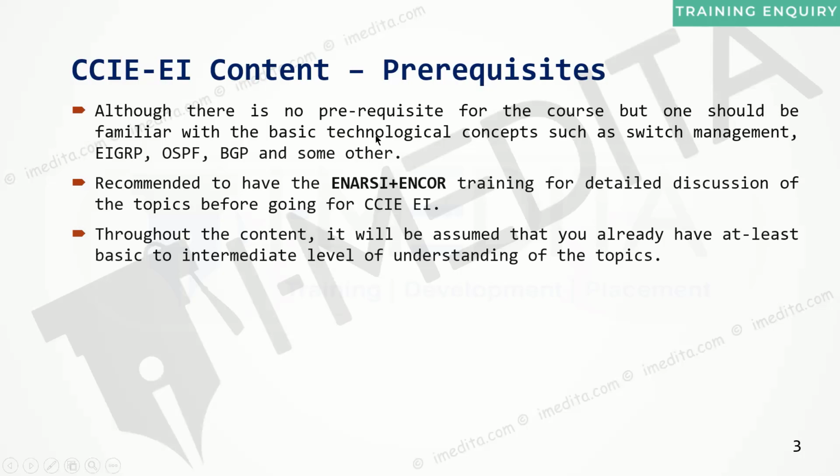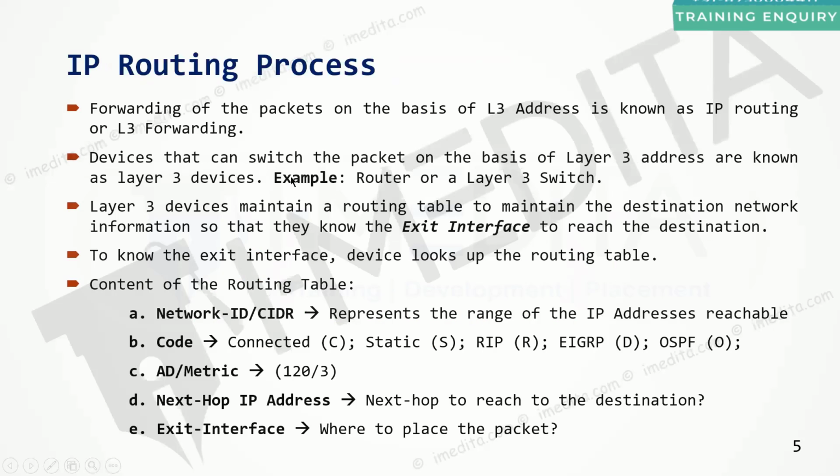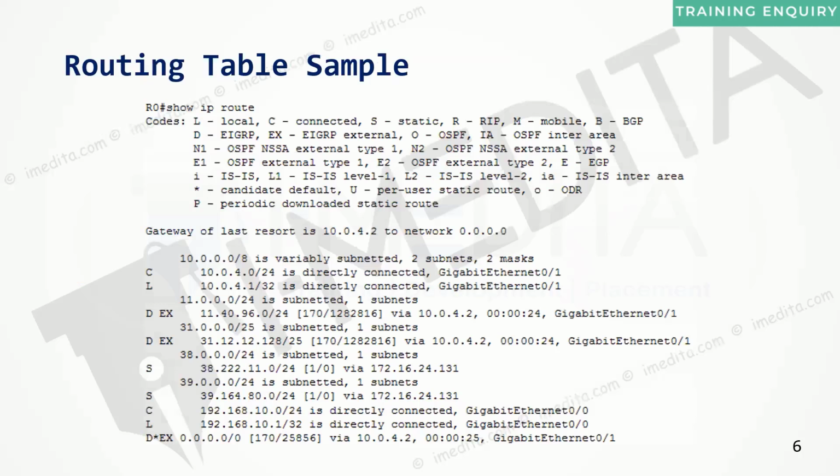For example, when we talk about routing, we will talk about routing from scratch. We will do Wireshark packet captures and all those things from scratch. But of course, I will assume a certain level. For example, I will assume that you know what a routing table is and that you have seen a routing table before. You know what a directly connected route is, what a static route is, what an EIGRP route is.